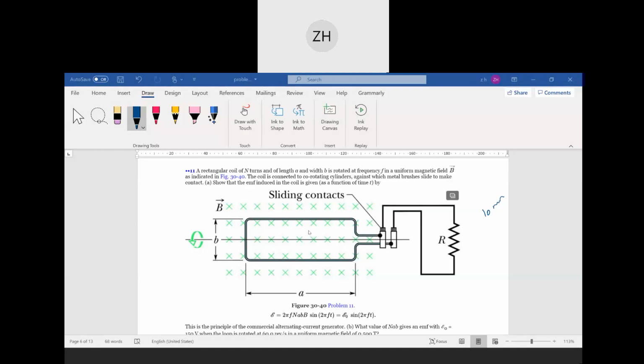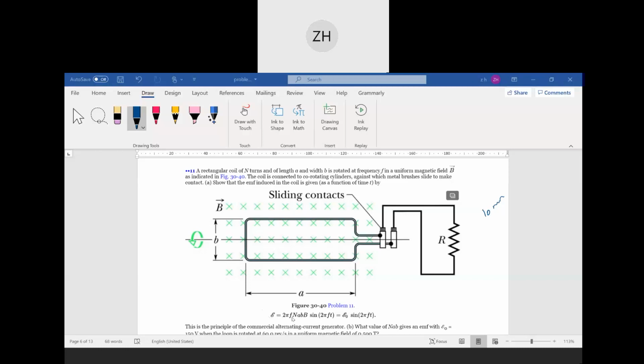Hello, so in this problem, I have this rectangular coil that is rotating in a magnetic field, and it's rotating with a frequency f. The magnetic field here is uniform, so it doesn't change with position, and we are interested in finding the induced electromotive force as a function of time. We need to verify that it has this expression here.